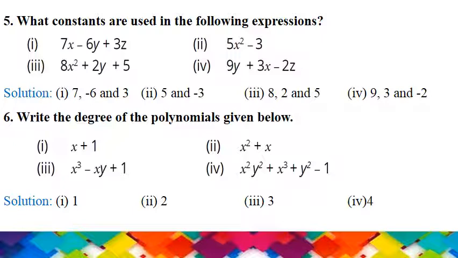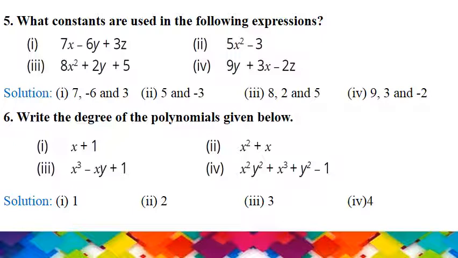As I told you, the constants are the numerical or digit values used in the expression. But here, the constant numbers which are multiplying with the variables, we will consider them as constants. Actually they are coefficients, but here we are saying them as constants. Every coefficient is a constant. So the first question, 7x minus 6y plus 3z: 7, minus 6 and 3 are the constants.